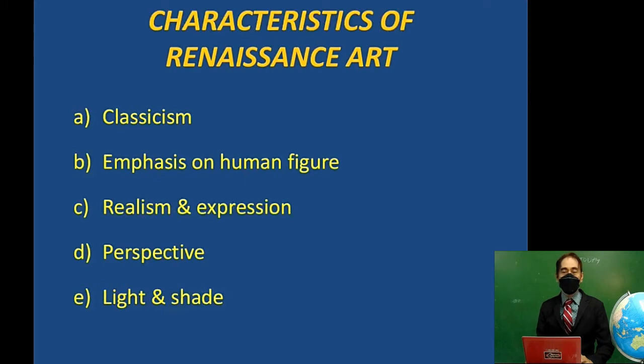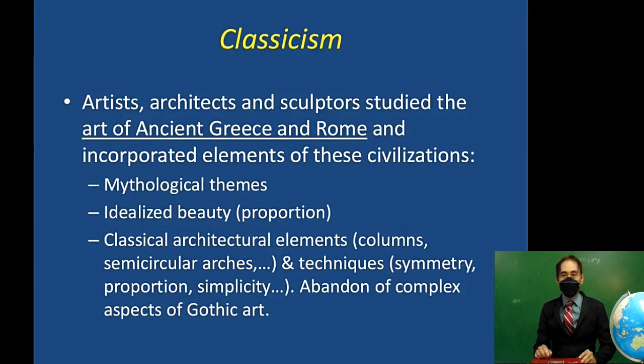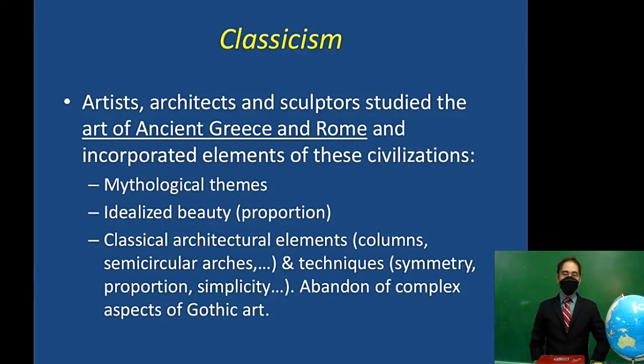The characteristics of Renaissance art: classicism, emphasis on the human figure, realism and expression, perspective, light and shade. Classicism: artists, architects, and sculptors studied the art of ancient Greece and Rome and incorporated elements of this civilization, like mythological themes, idealized beauty with proportion, classical architectural elements like columns and semicircular arches, and techniques like symmetry, simplicity, and proportion, abandoning the complex aspects of Gothic art.